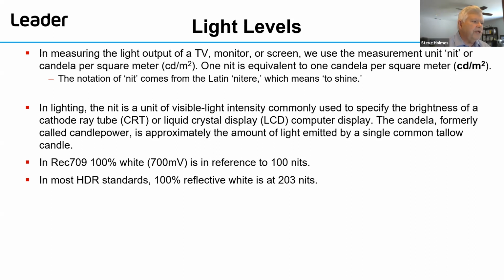In Rec 709, it was designed around 700 millivolts as our 100% reference, which gave us roughly 100 nits output bright white. In HDR, that same 90% reflective point, they've moved it up a little bit to about 203 nits. So somebody that would be coming in at 100 nits on SDR should be coming in at about 203 nits for HDR.